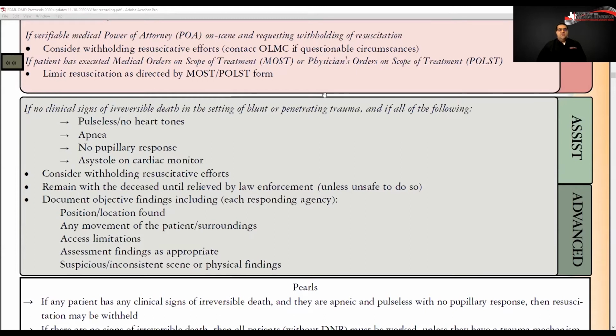So you may see a hospital logo on them. They're usually signed by a physician as well as the patient, and it goes into detail as to what medical treatments they would want or not. So you're within your rights to honor those, especially to honor the patient's wishes.